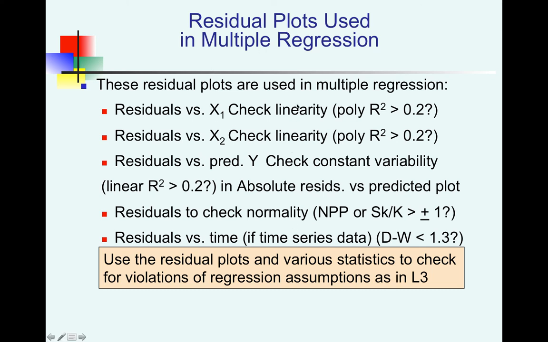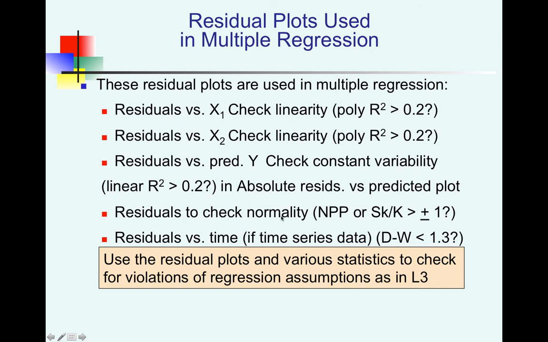The residual plot I'm going to use for our pie sales example, if I want to check for linearity, is to look at the residuals versus x1, which is price, and see if it looks linear. Or I could check whether a polynomial term has an r-squared greater than 0.2, like our rule of thumb says. Then I would look at the residuals versus advertising and see if it looks linear. And then I would look at the residuals versus the predicted y, just like in the simple case.